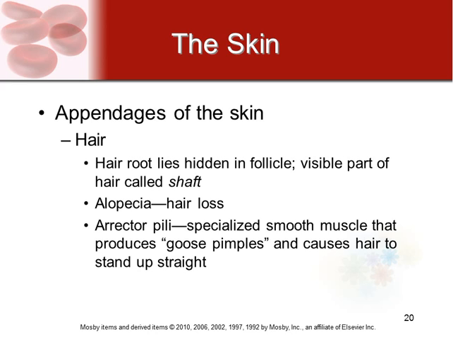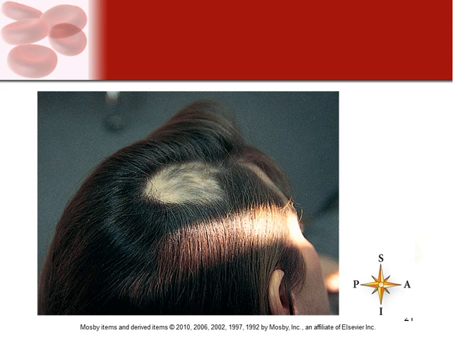Another interesting thing to know about hair is that alopecia is hair loss. That's what happens, like we said earlier, if someone's having chemo or something: they have alopecia, they have hair loss. So that's a picture right there of some alopecia. Someone has a little bald spot there.